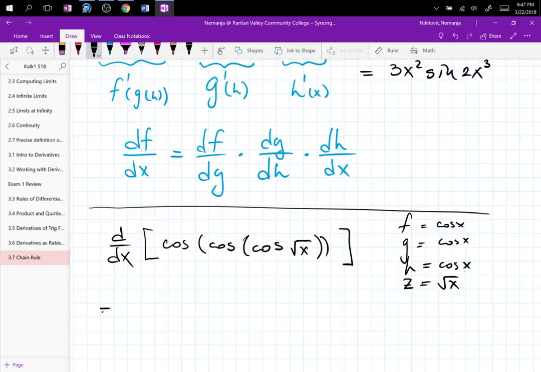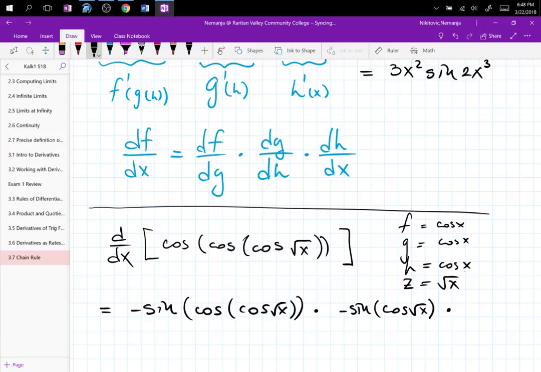So we start by the derivative of the outer function. Cosine is negative sine, and then we have the cosine of root x. Times the next one in, which is another negative sine of cosine root x. Then times, and I'm just going to put negative 1 over here, times negative sine of root x. And finally, 1 over 2 root x. There we go.